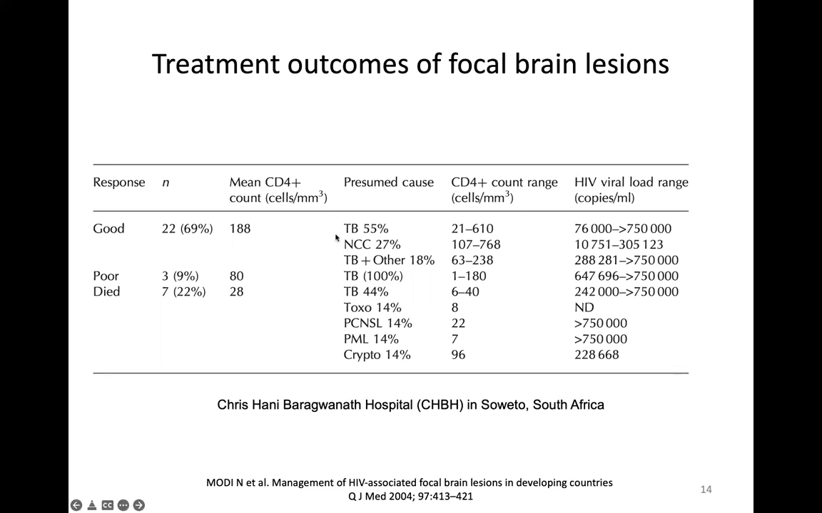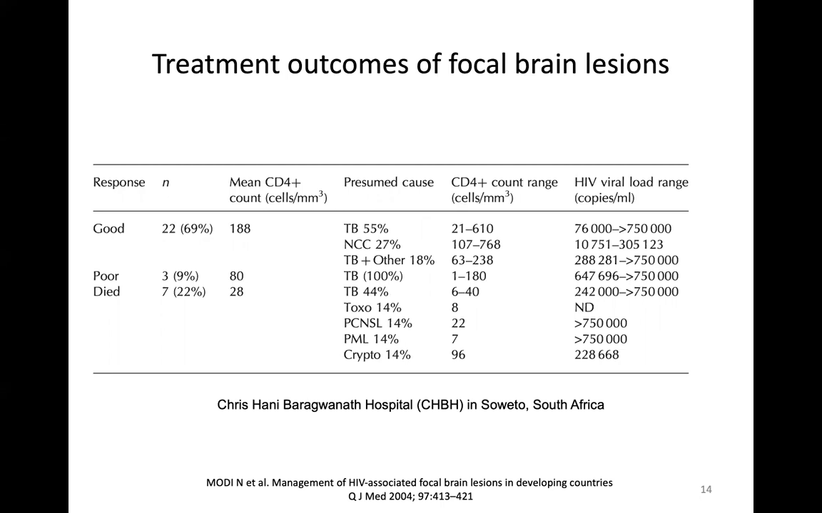So you can see that in South Africa, generally, the top three conditions that are quite common when you see an HIV positive patient with a focal neurological lesion, especially patients with CD4 counts less than 100, are TB, toxoplasmosis, and neurocysticercosis.